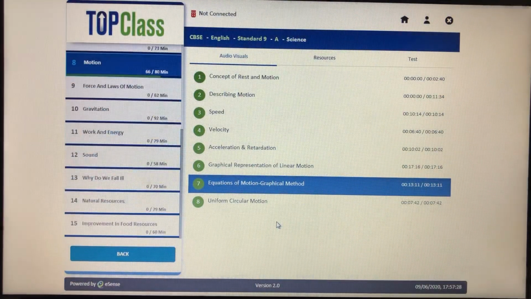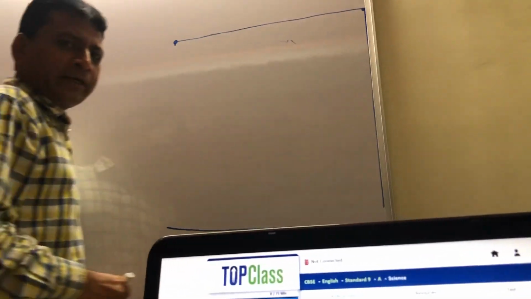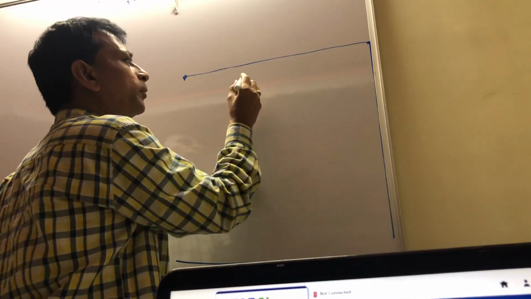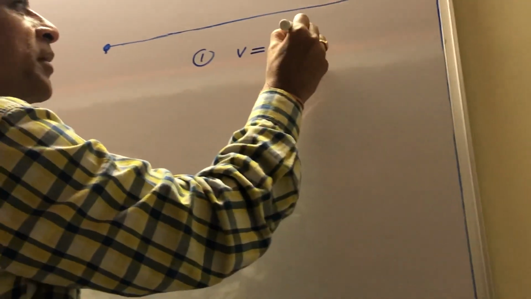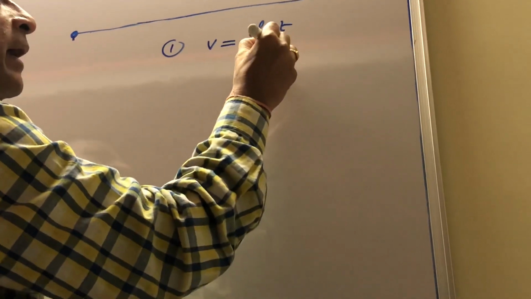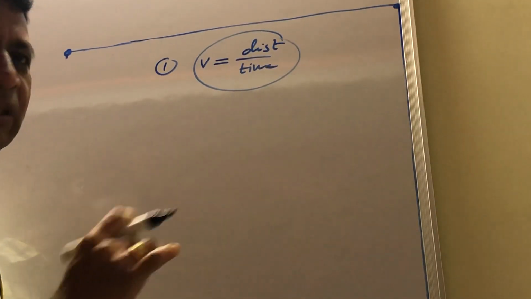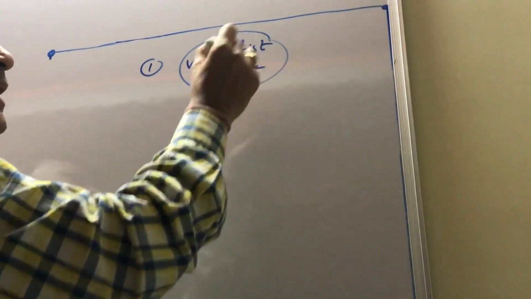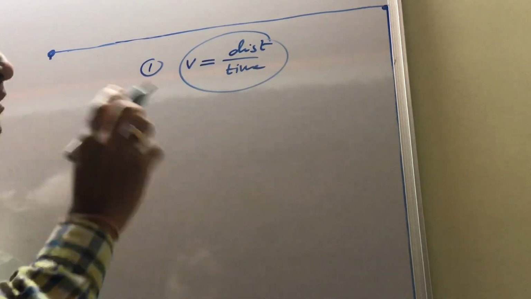So now the chapter is complete here. Okay, so again it is nothing but revision of the formulas. First of all, in this chapter v is equal to distance upon time, that is speed, also known as speed or velocity. But when velocity is there, it is taken as displacement upon time. This is the normal formula in this chapter.